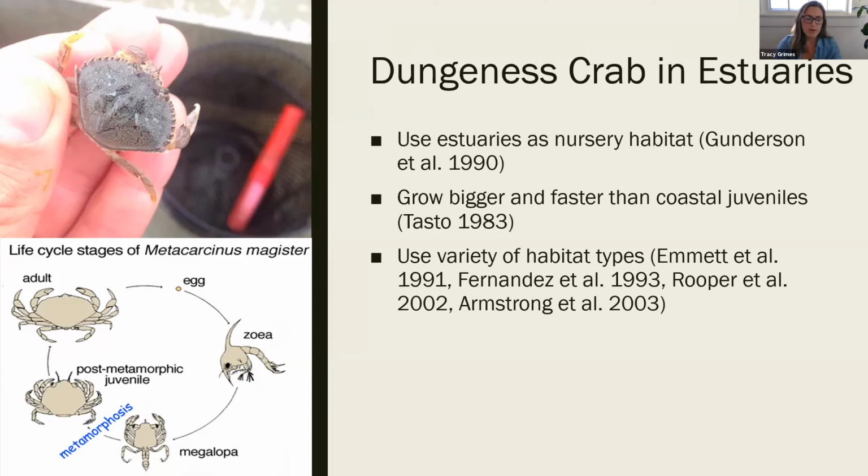They'll move back out to the ocean and become part of the fishery class and potentially get caught in the fishery. Estuaries are considered nursery habitat because the Dungeness that use them typically grow bigger and faster than if these juveniles had settled just on the open coast. And within estuaries, as Dr. Shanks also mentioned, they use a variety of habitat types. This includes seagrass, mudflat, sandy bottom, oyster reefs, which are really important habitat, as well as rocky areas.